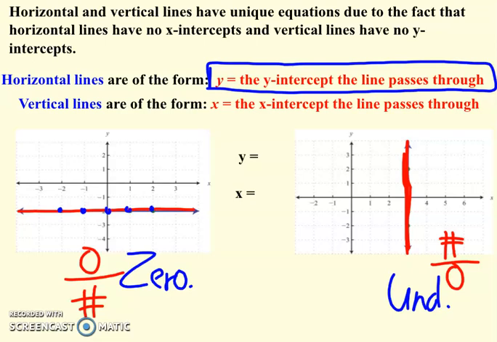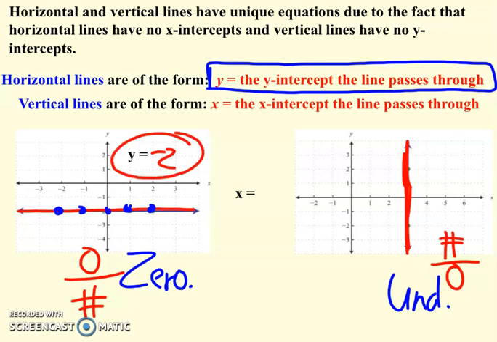So this is (0, -2), (1, -2), (2, -2), (-1, -2), (-2, -2). Every time I say that, -2 is the y value. So this would definitely be a y equals equation. And again, because the line runs horizontally through the y-intercept, it's y equals -2.